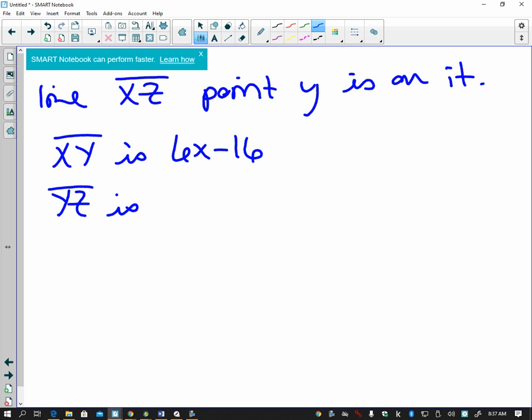YZ is 10x plus 6. Okay, we want to find XZ. Okay? What do I do first with this?